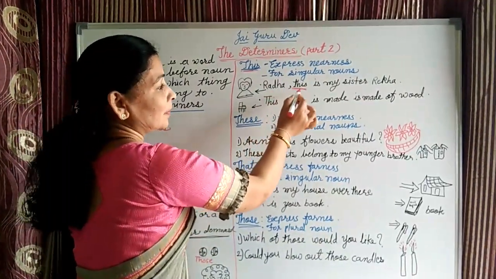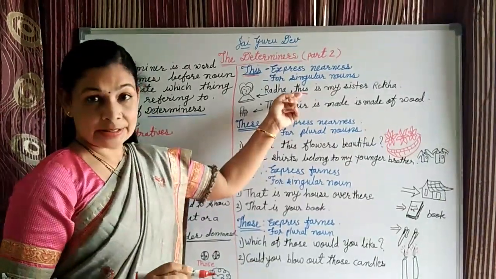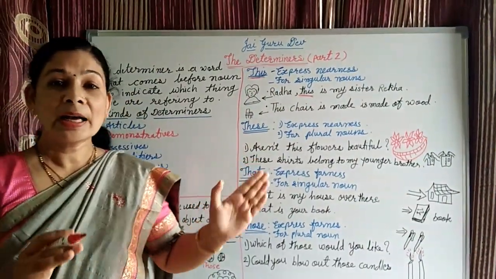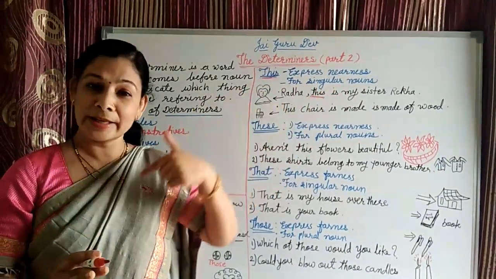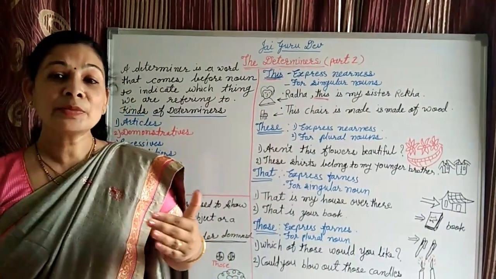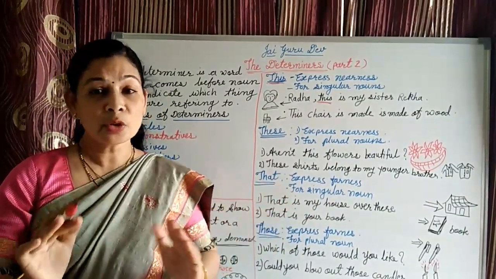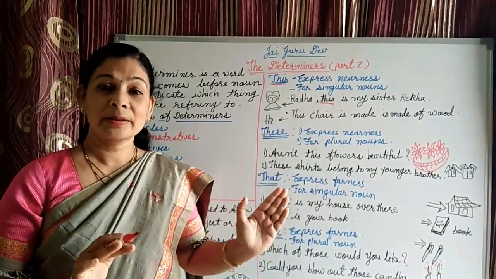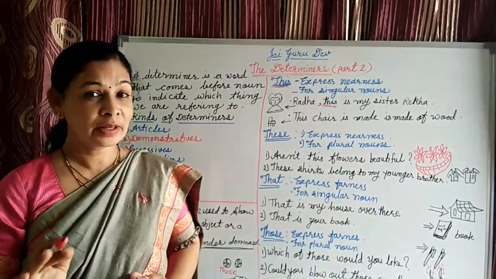Example: Radha, this is my sister Rekha. So when I am using this, I am telling that the person is near me. When I am using the demonstrative this, it is not just a person or thing near me, it is also for a singular noun.